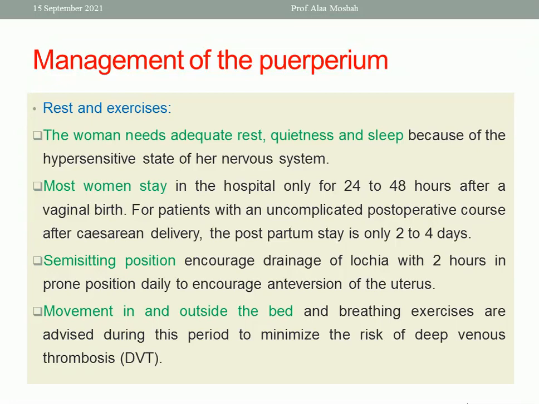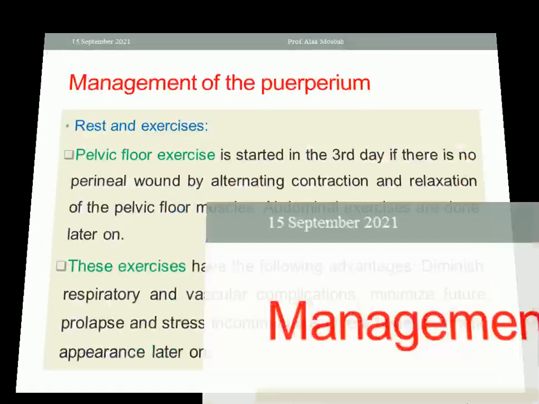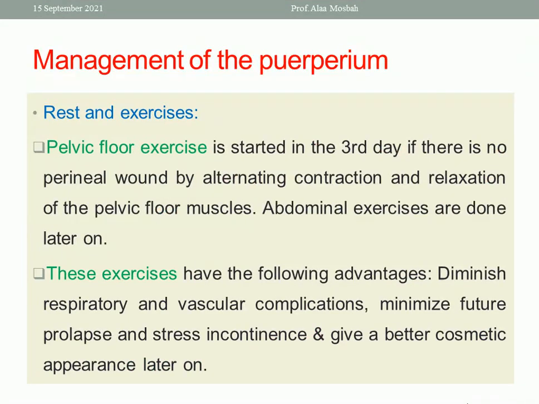You should encourage your patient about movement in and outside the bed and breathing exercise during the puerperium to minimize the risk of deep venous thrombosis. This is very important. Pelvic floor exercise is started on the third day if there is no perineal wound. How? By alternating contraction and relaxation of the pelvic floor muscles. Also encourage the patient for abdominal exercise, but later on.